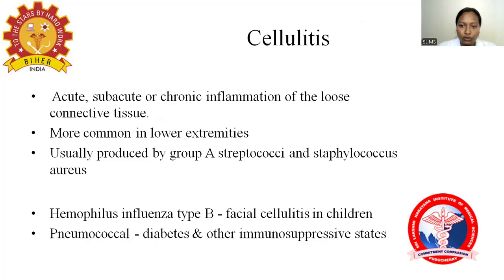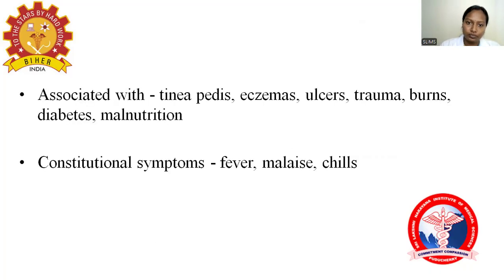It is produced by group A streptococci and Staphylococcus aureus. Rarely caused by Haemophilus influenzae type B, which can cause facial cellulitis in children. Pneumococcal, diabetes, and other immunosuppressive states. So, what are the triggering factors? Like, if the patient is already having a long-standing tinea pedis or any fungal infection, eczema, ulcer, he's repeatedly scratching his legs, or any trauma or burns, diabetes, which is causing further infection.